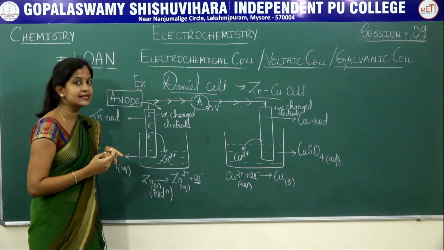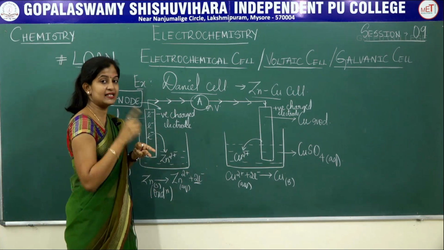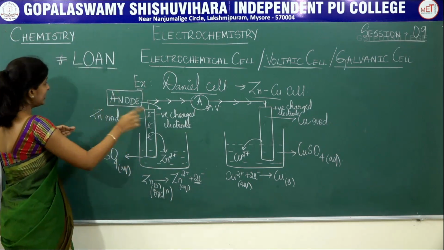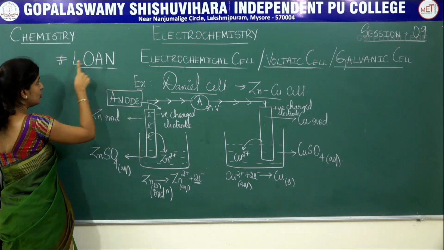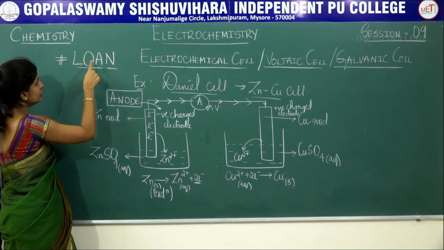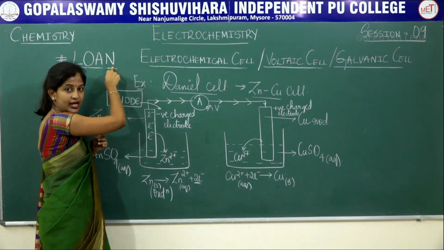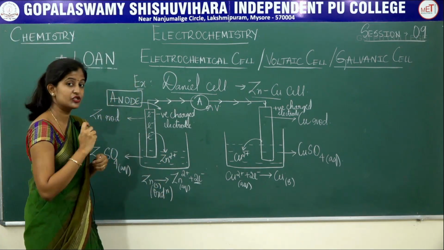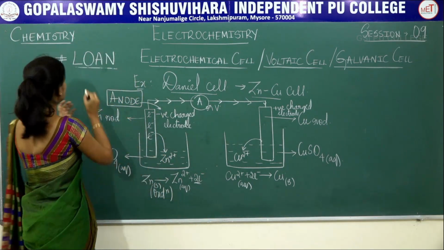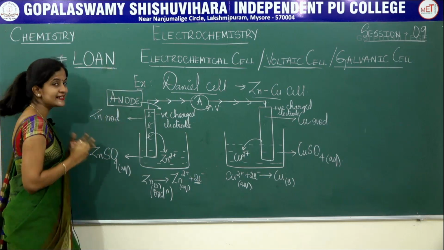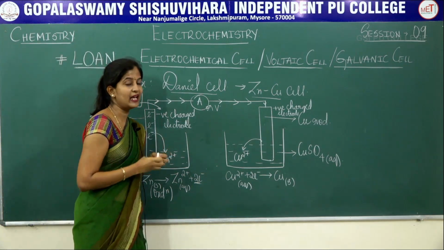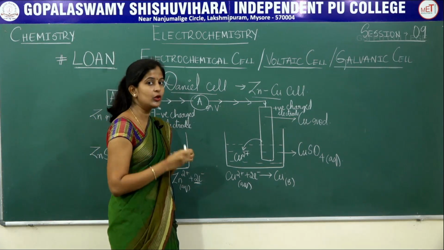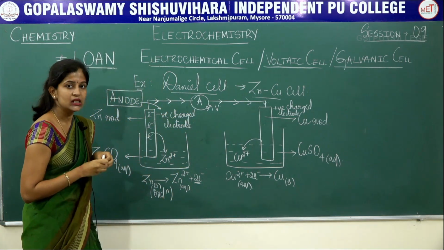If you look into my second session, you can observe that the left side is the anode itself and oxidation is happening there. But here it is negatively charged. So LOAN: left side, oxidation, anode, negatively charged. If it is an electrolytic cell, you have to think that it is positively charged. It is the opposite of this one. So remember this code to remember what is happening on which side, which will be helpful to write down your cell representation as well as your numerical problems based on electrochemical cells.